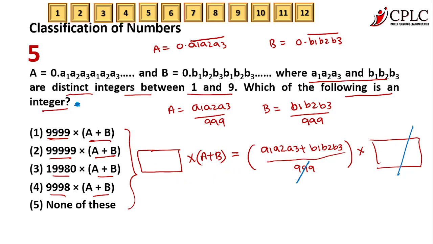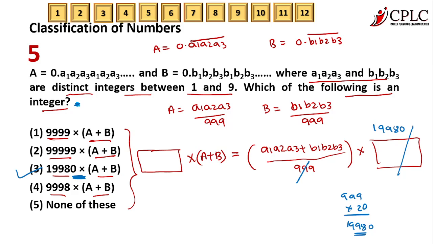So the first one, 4 times 9, no. The second one, 5 times 9, no. Third one is the answer, 19980, because triple nine twos is 1998. So that means 20 times will give you this. So this is the only number that is going to be completely divisible by triple nine, and hence that entire number turns out to be an integer, because integers are non-decimal numbers.